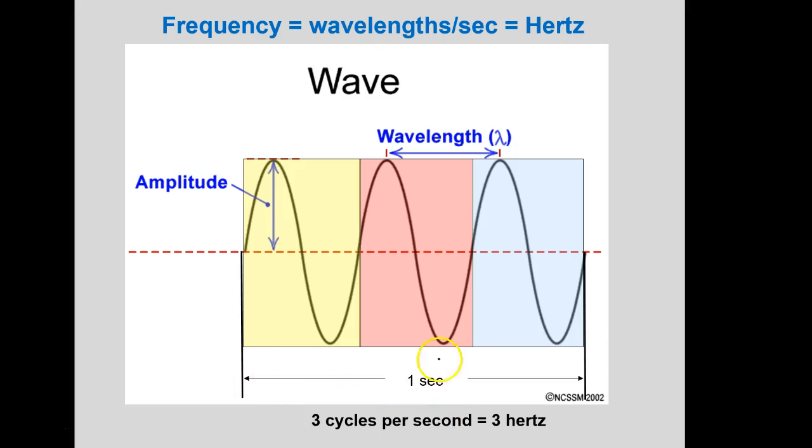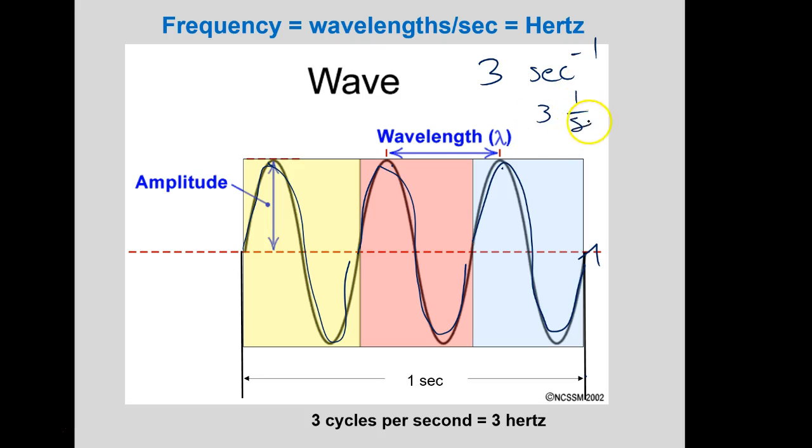So for the frequency, if this was 1 second, and keep in mind this wave is moving, it's in motion. As it moves through this area, in 1 second I have 1, 2, 3 cycles. So 3 cycles per second. The units are 3 hertz, or sometimes it's written as 3 seconds inverse, or 3/1 seconds. But hertz is most commonly used. It's abbreviated Hz. It's not the car company.